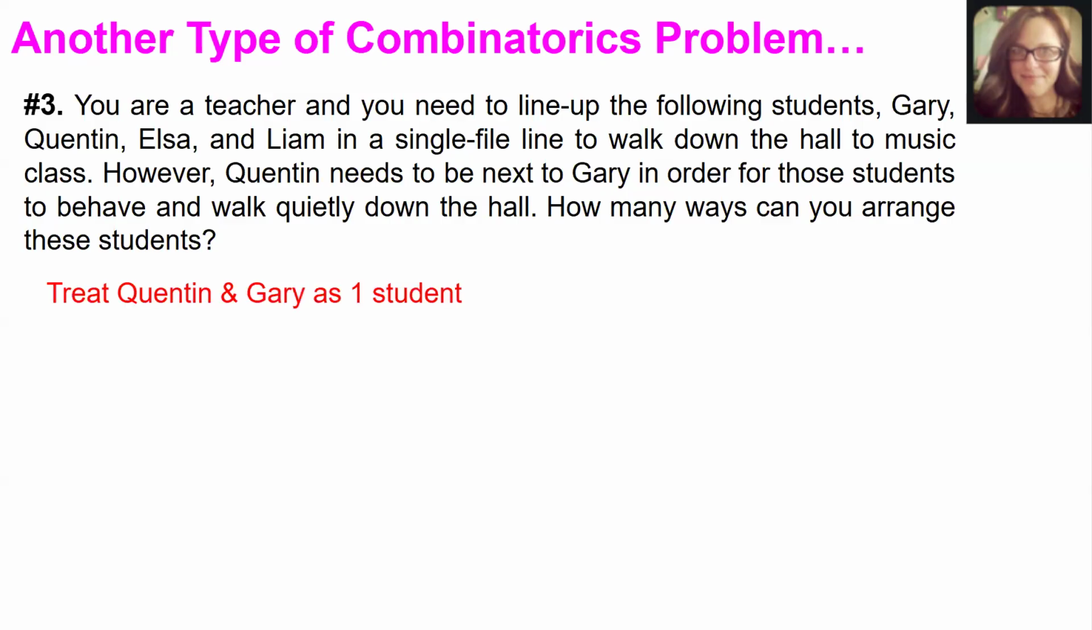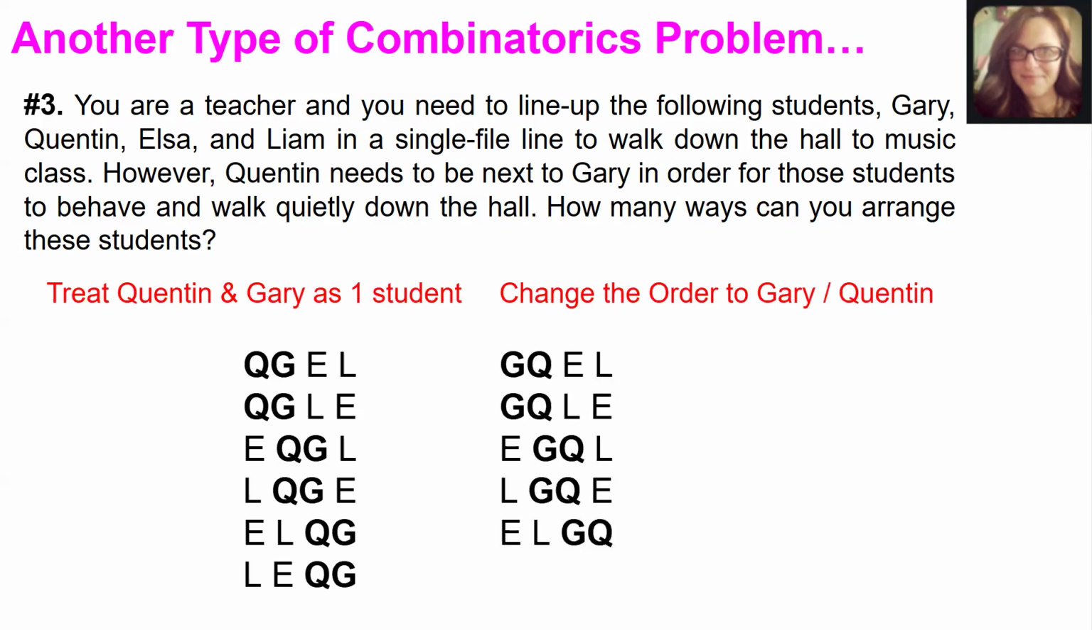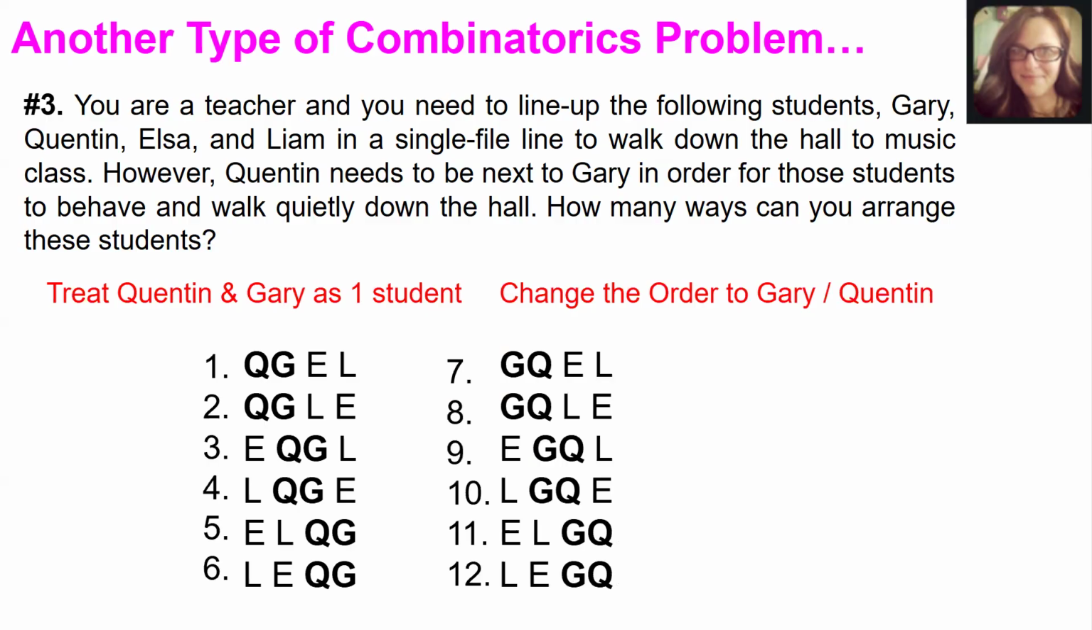So we'll treat Quentin and Gary as a single student. So Quentin and Gary can be the 2 students in the front, and then Elsa and Liam. Quentin and Gary, and then Liam, and then Elsa. And then we can do Elsa, and then Quentin and Gary in the middle, or Quentin and Gary at the end. Then we could change the order to Gary and then Quentin and do the same list.